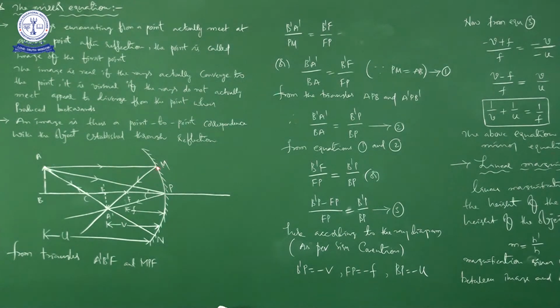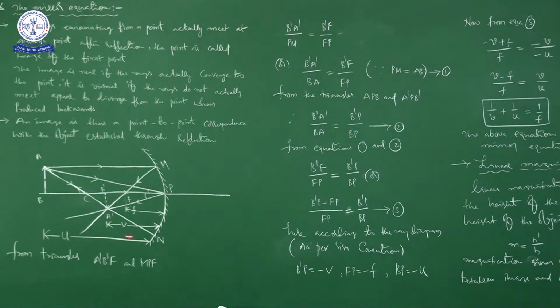right? So here we are considering this curved surface as a straight line like this. So here we are going to assume a point P, right? That is a small assumption, right? That's why MPF is a right angle triangle. Okay, so here, from the two triangles A dash B dash F and MPF, you can write them as similar triangles, right?